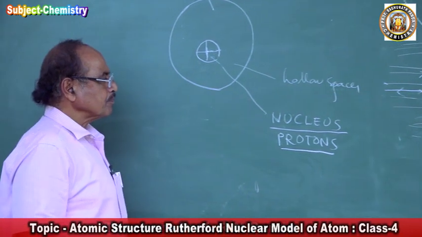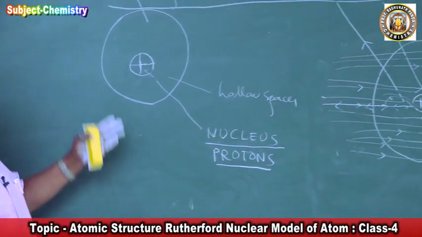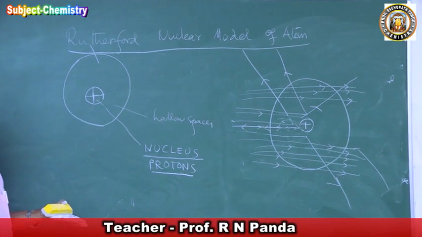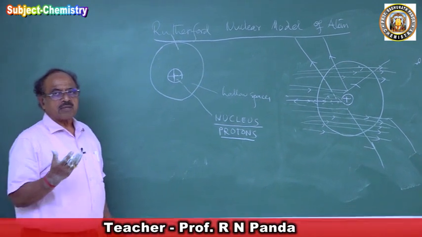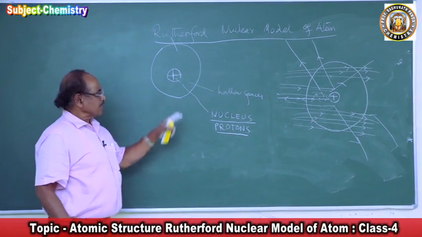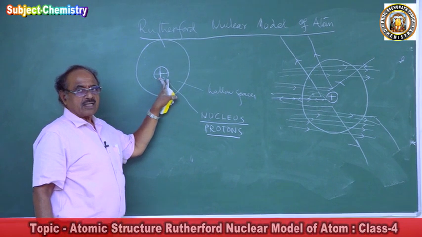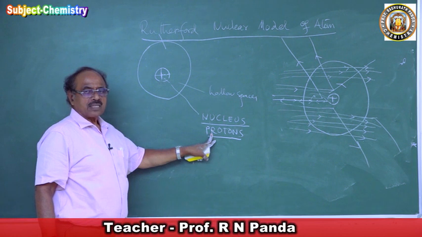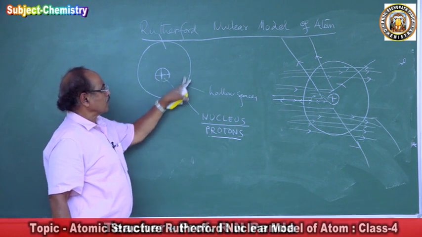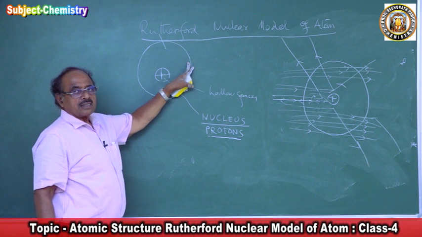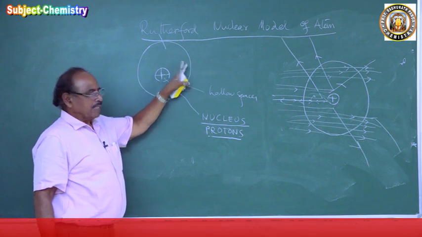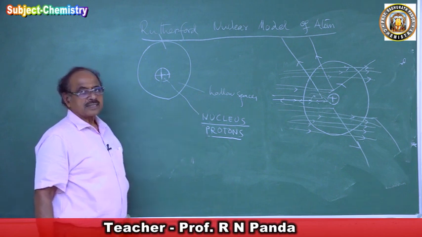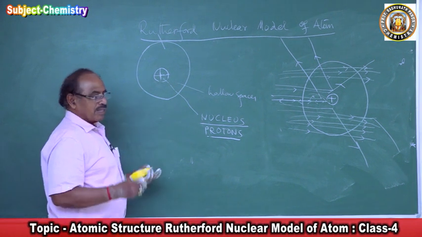He concluded. So this is the way he configured that. Now what conclusion was made? The atom consists of a positively charged massive body placed at the center of the atom, consisting of the protons, and there is a large hollow space all around. This positively charged massive body present inside the atom was named as nucleus. And then where are the electrons?